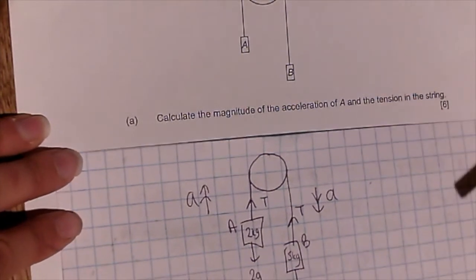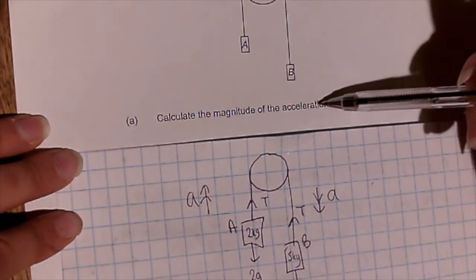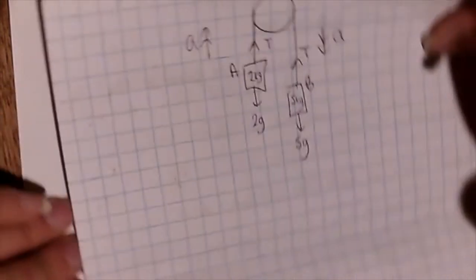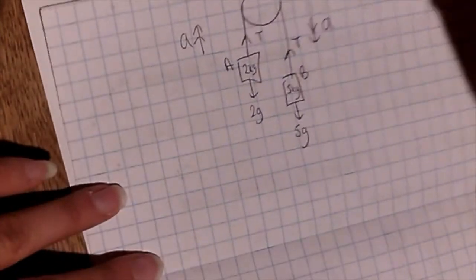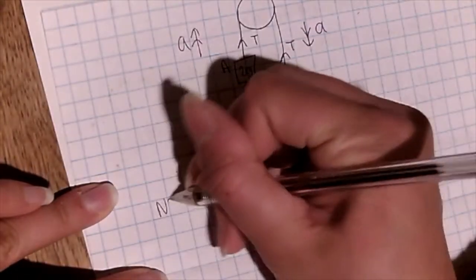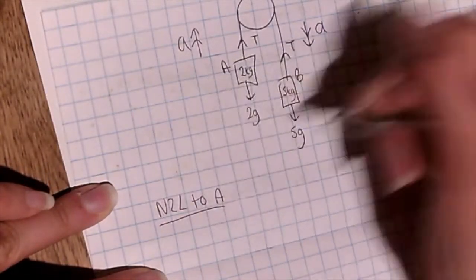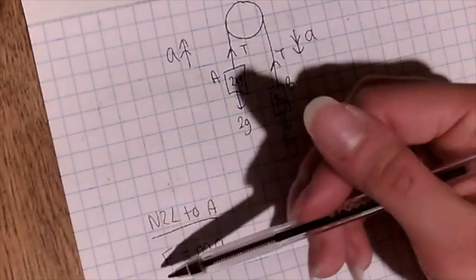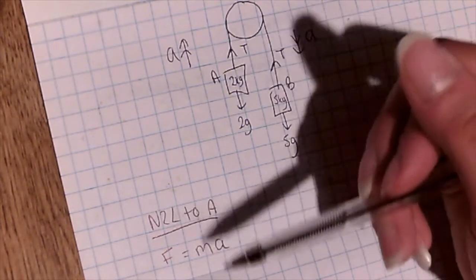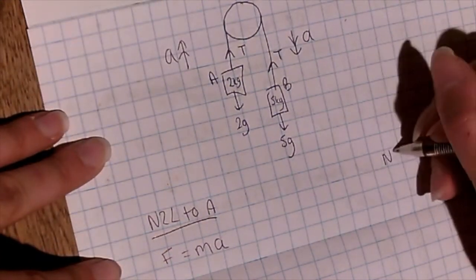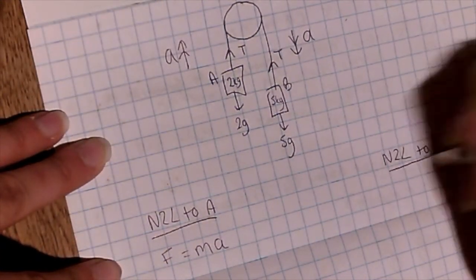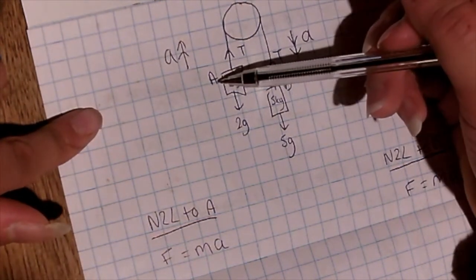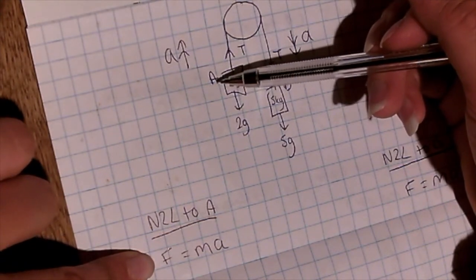So part A is asking us to calculate the magnitude of acceleration, that means the size of acceleration, and the tension in the string. So what we need to do is apply Newton's second law to both objects A and B. So applying Newton's second law to A, that's applying force equals mass times acceleration. In other words, the resultant force will be the same as the mass times acceleration. And we're also going to apply Newton's second law to particle B, which is also F equals ma applied to B.